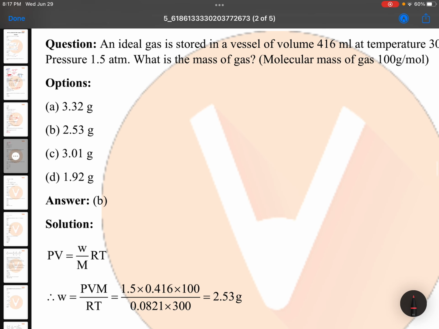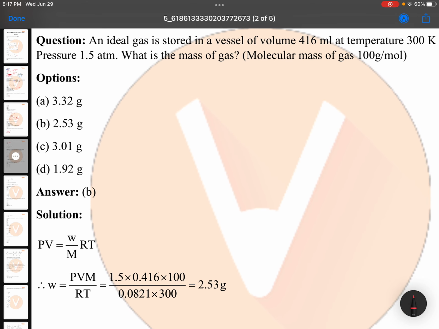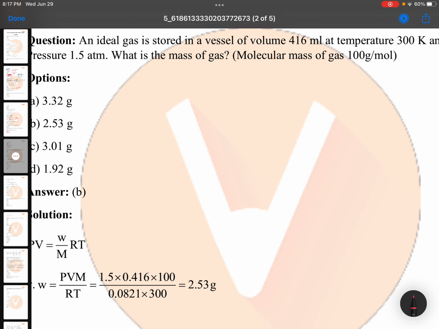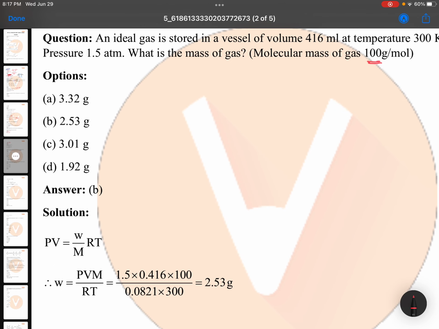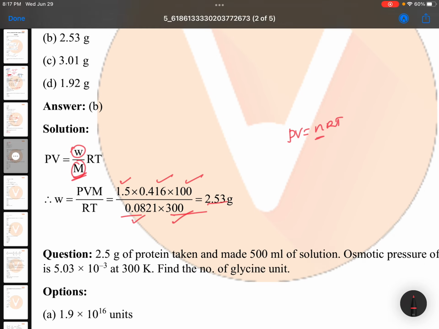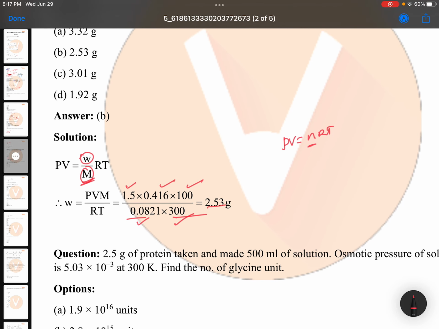Easy question. An ideal gas is stored in a vessel of volume 416 ml at temperature 300 Kelvin and pressure 1.5 atm. What is the mass of the gas? Molecular mass of the gas is 100 gram per mole. Molecular mass is given. Directly asking question. PV is equal to weight by molecular weight into RT. Direct substitution, you will get the answer. Pressure, volume, molecular mass, R value, temperature. Direct question. PV is equal to nRT. In place of n, he has written weight by molecular weight. Simple, easy question. Calculation is there. You need to calculate because all options are very close.